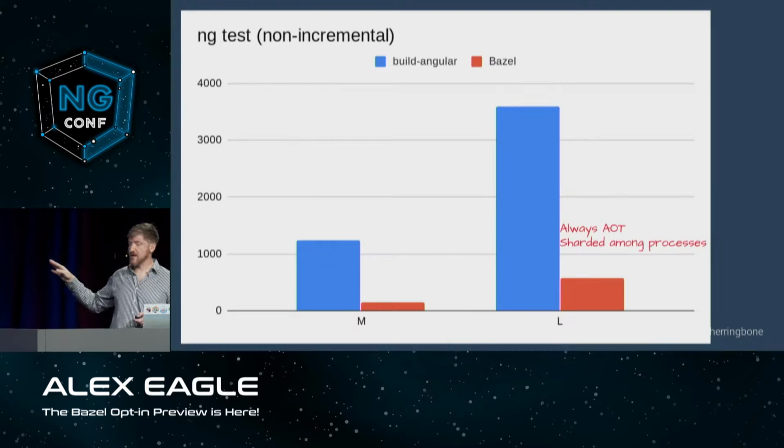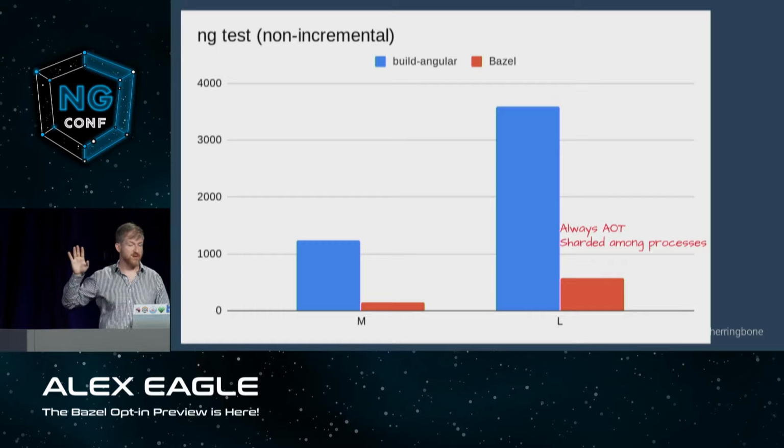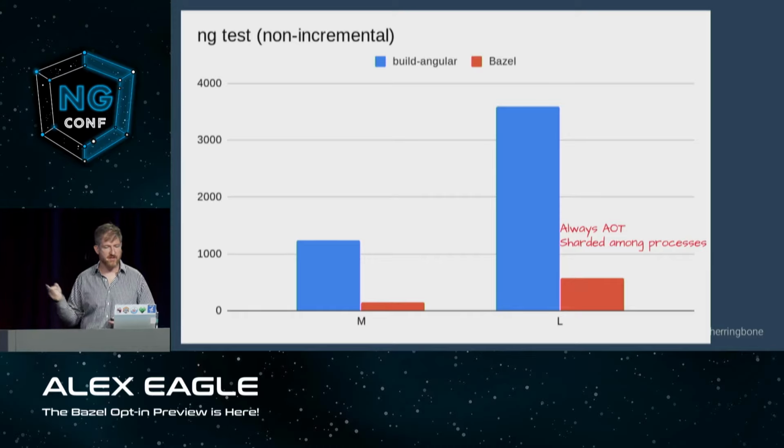This is the timing that we'll see when I run ng-test. So this is the non-incremental build. This is even if we have to build everything. Since Bazel is always AOT, we don't have to run the Angular compiler inside of Karma, so that gives us a speed up. And also we can shard the tests among more processes than we do today.